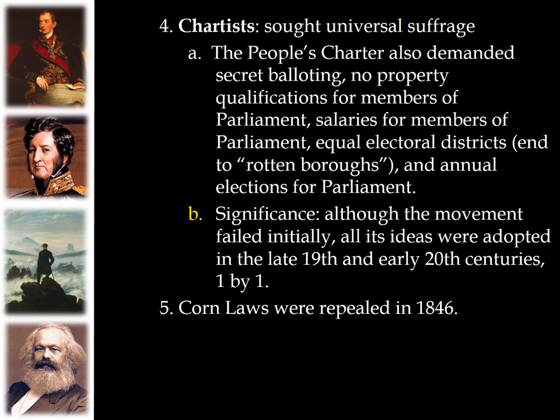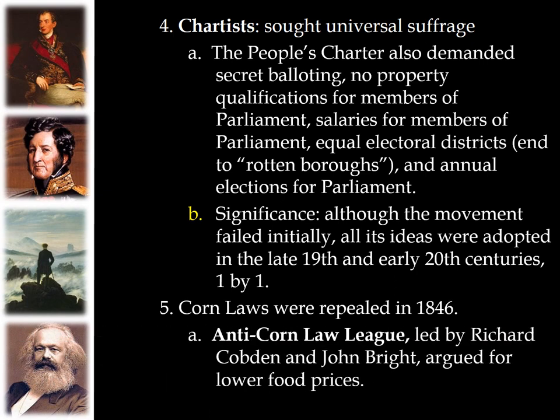The Corn Laws would be repealed in 1846. The Anti-Corn Law League that had been around, that was led by Richard Cobden and John Bright, argued for lower food prices. This is not part of the Chartist movement, but it was seen as kind of piggybacking on it. Pushing for the repeal of those corn laws would actually bring some real relief to the working class poor in English society. And it finally would be repealed in 1846, even though it had been pushed to be repealed since its onset in 1815. It took over 30 years to repeal this act.